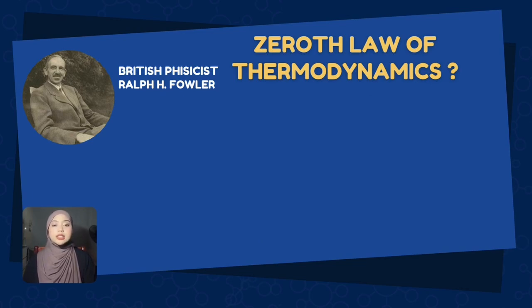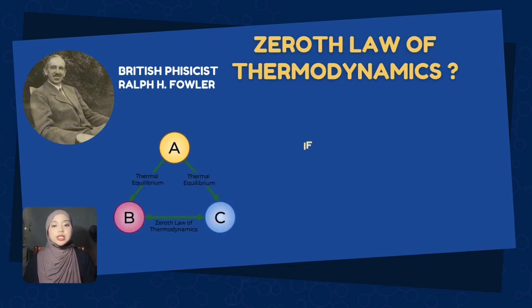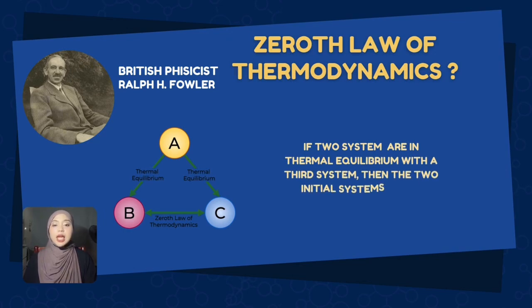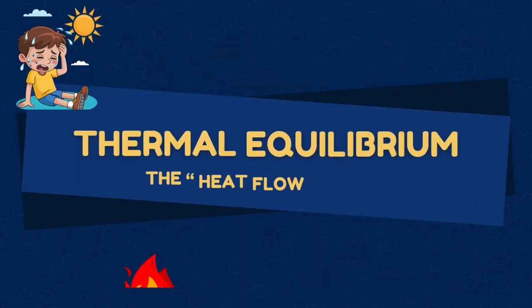So, what does the zeroth law actually say? The law states that if two systems are each in thermal equilibrium with a third system, then they are in thermal equilibrium with each other. In simpler terms, if object A is the same temperature as object C and object B is the same temperature as object C, then object A and object B must be the same temperature as each other.